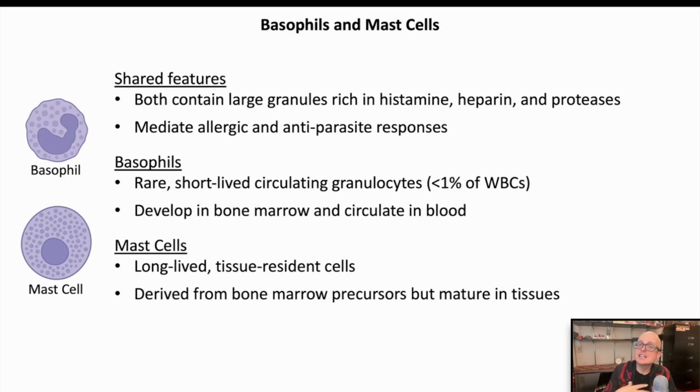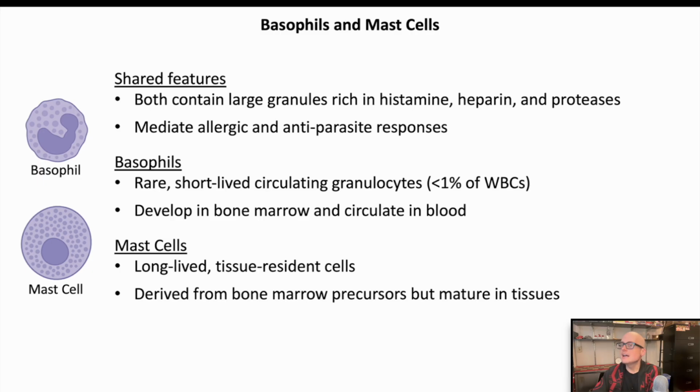Instead, they migrate into the peripheral tissues, the skin, the muscle, the gut, and so on, all these other tissues outside of the bloodstream, where they take up long-lasting residence. And they will respond to parasitic infections as well as allergic stimuli within those tissue compartments. And so they have very similar functions, but they primarily differ by the length of their life as well as the tissue compartment that we find them in, the blood versus the extravascular tissue.